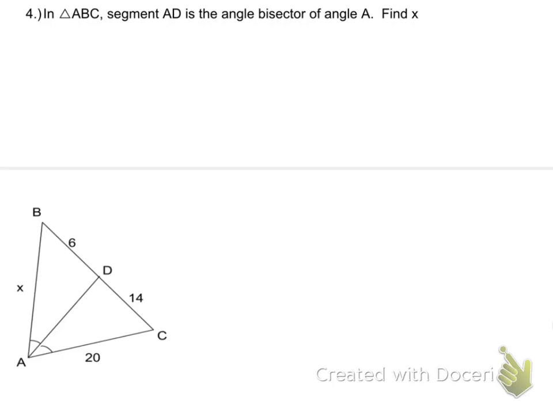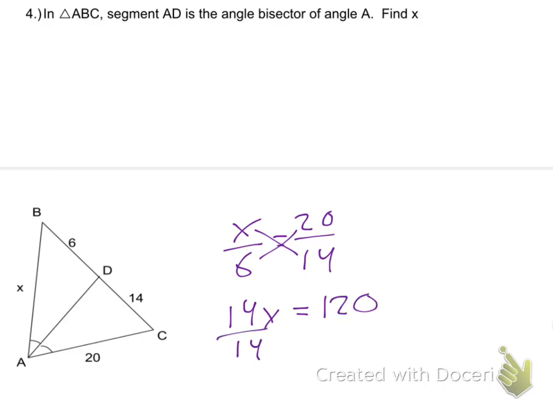What's the setup? X over 6 equals, what was that? 20 over 14? Everybody agree? Yes. So cross multiply 14x equals 120. Divided by 14. X equals what? 60 over 7. Done.